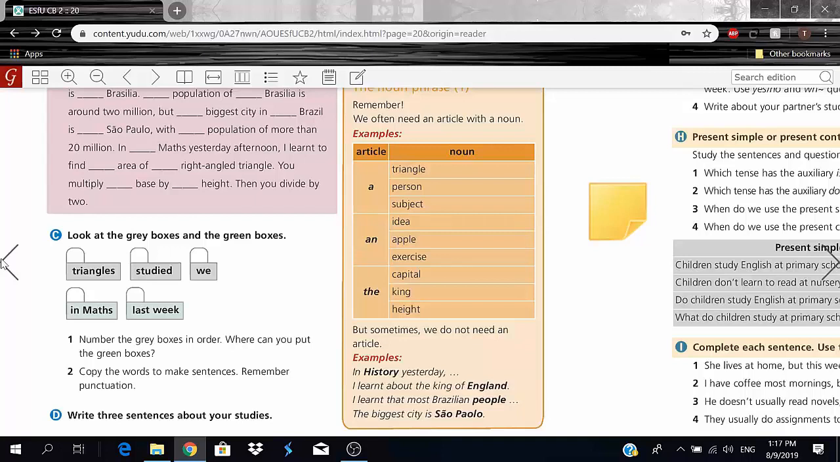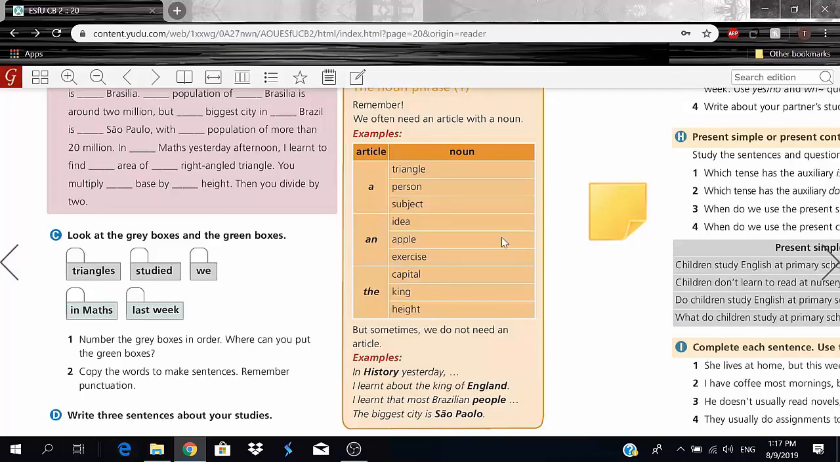Okay, so I can say, in math last week we studied triangles. I can say it like that. I can also say, last week in math we studied triangles. I can also say, we studied triangles in math last week. Or I can also say, we studied triangles last week in math. Okay, you guys? So not just one fixed pattern, but multiple possibilities.